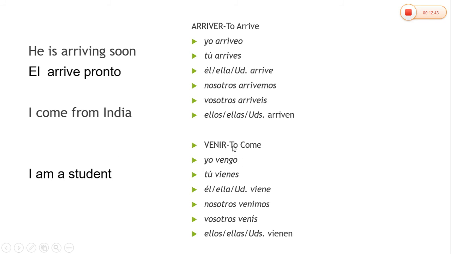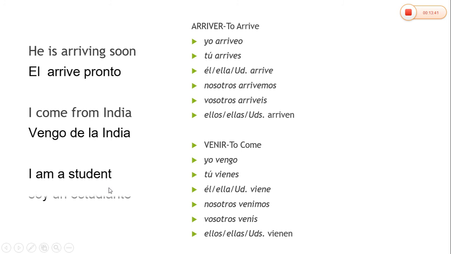Next is I come from India. The verb is come. So venir is come. It is an irregular verb. Yo vengo, only the first conjugation is irregular, no, even after that it is irregular. A g comes extra here, so you have to learn this word as it is. Yo vengo, I come, tú vienes, you come, él, ella, usted viene, nosotros venimos, vosotros venís, ellos, ellas, ustedes vienen. So I come, yo vengo. Yo is skipped. As you know, in Spanish the subject pronoun is skipped most of the time. Vengo de la India, I come from India. De is from, and India is India with a feminine article.